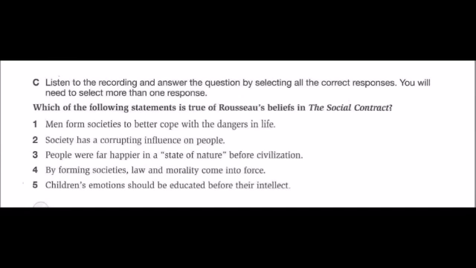Recording C. You may not know much, if anything, about Jean-Jacques Rousseau, but you have probably heard the well-known quote, "Man is born free, and everywhere he is in chains." In his early work, Rousseau argued that mankind was happiest and at its best in a state of nature, that is, before the creation of society and civilization. He saw society as artificial and corrupt, and that good people were corrupted by it.